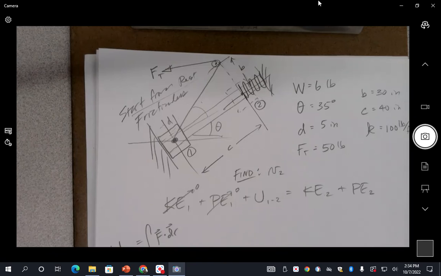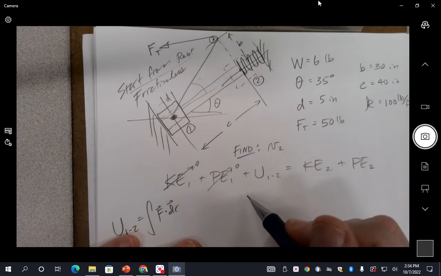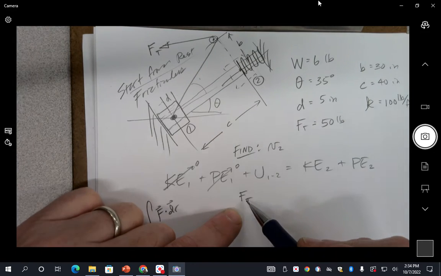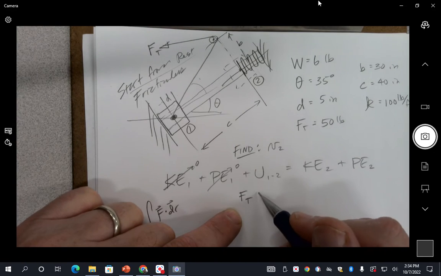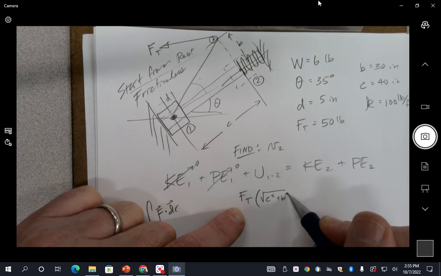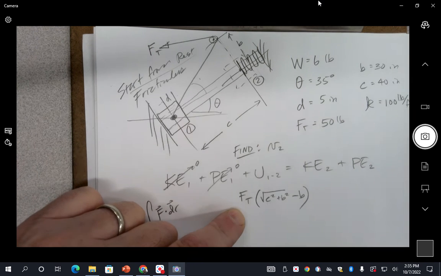Let's just finish it. So anyway, all you have to do is Ft, and it's positive, right? Because you're adding energy into the thing. So you'd say that would be the square root of c squared plus b squared minus b.